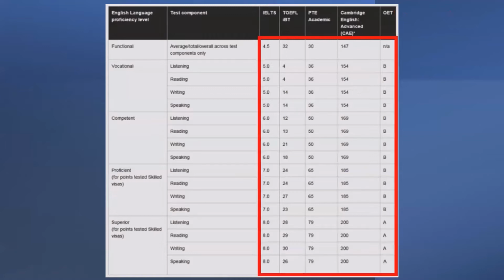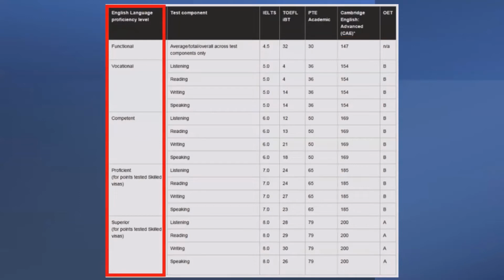Then the next thing we look at is the different scores. Here you can compare the different scoring levels for the different sections. For example, for IELTS we've got 4.5, 5, 6, 7, 8, and so on. Then we've got the TOEFL test that goes from 4 all the way up to 26. And then the PTE test from 30 to 79. Then we have the Cambridge test that goes from 147 all the way up to 200. And then the Occupational English Test from B all the way up to A.